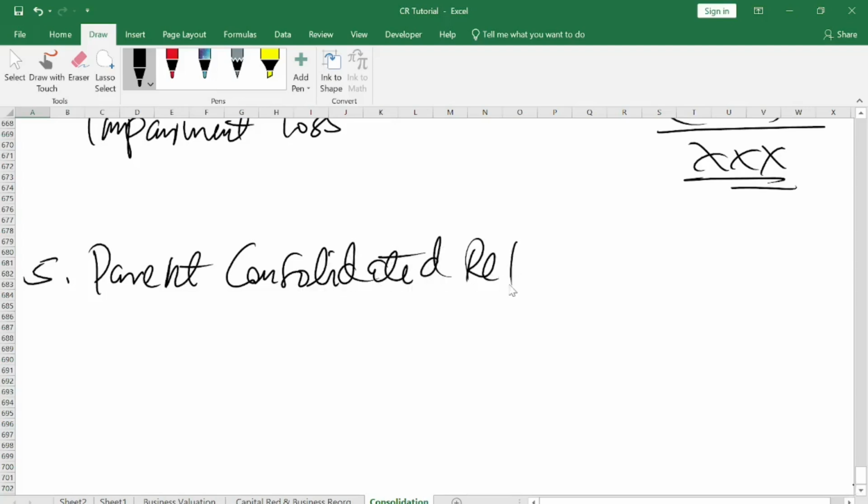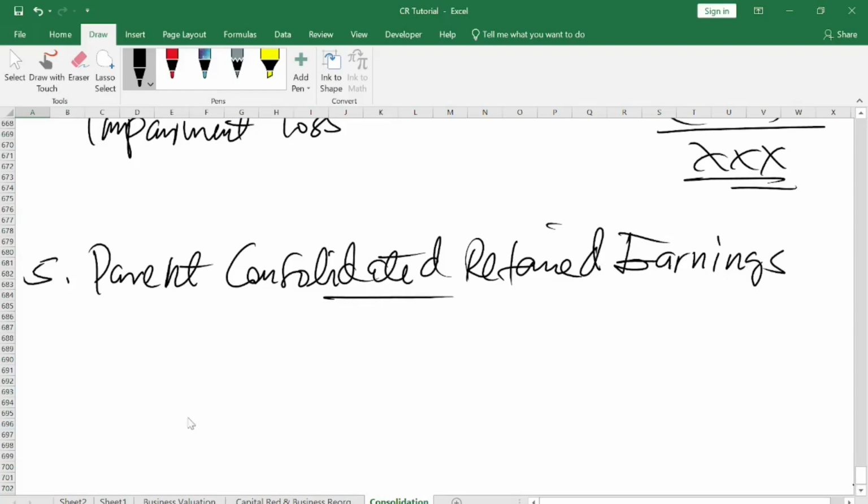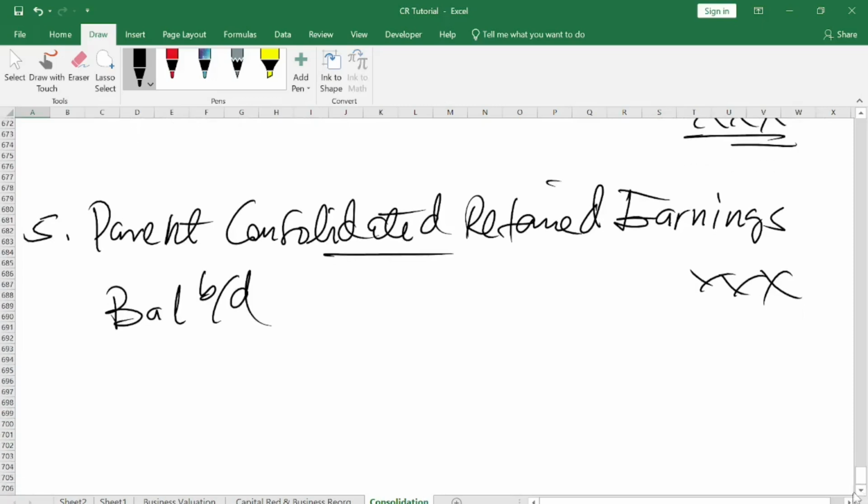Okay, number 5. Consolidated retained earnings. So you go into the balance sheet. In the balance sheet, you have some financial portion. You will see the retained earnings. You will bring the opening balance here, right? You will bring it here. Okay. So if there's anything to less, you will come in the less.